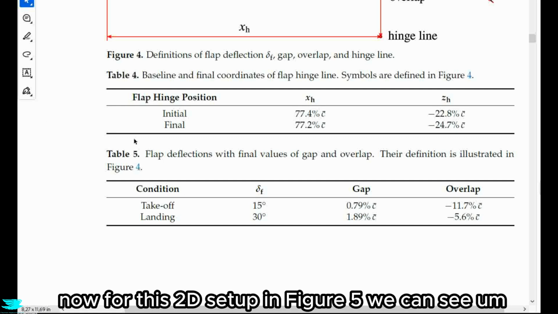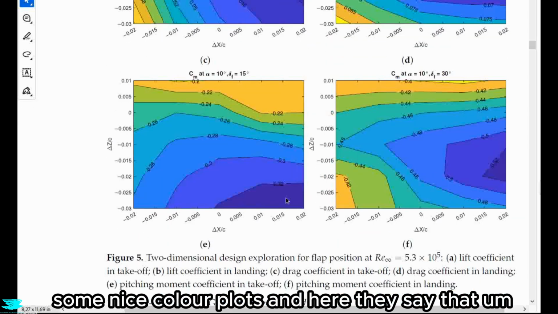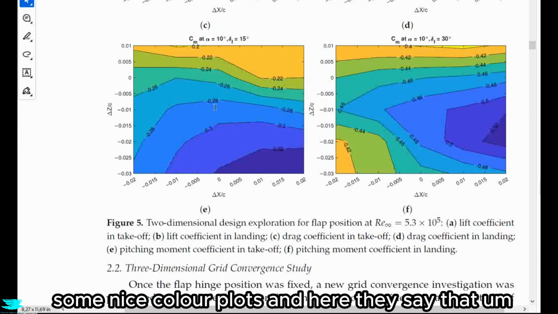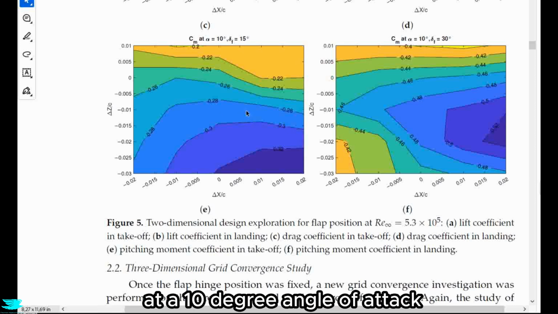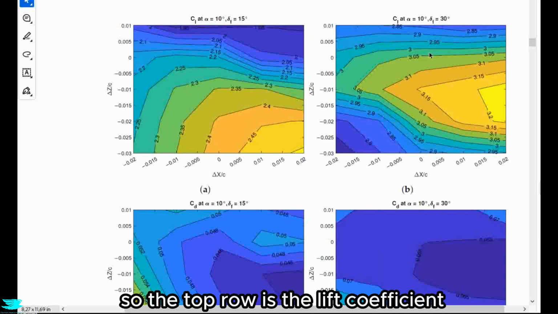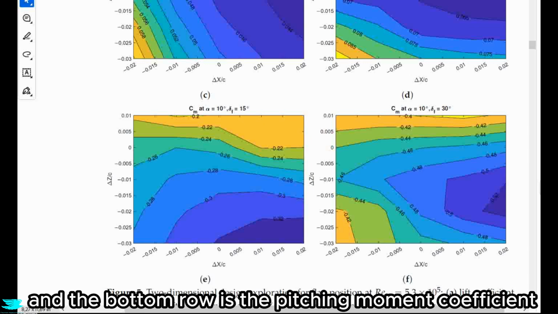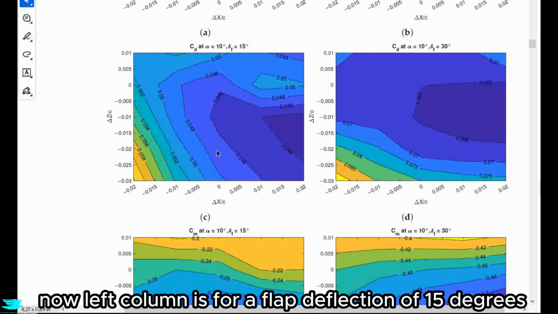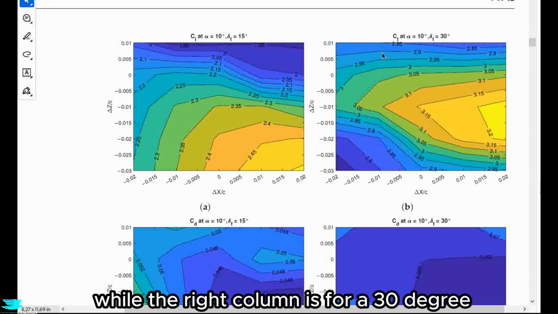Now for this 2D setup in figure 5, we can see some nice color plots. And here they say that it shows the effect of the flap position on the lift, drag, and pitching moment coefficients at a 10-degree angle of attack. So the top row is the lift coefficient, the middle row is the drag coefficient, and the bottom row is the pitching moment coefficient. Now the left column is for a flap deflection of 15 degrees, while the right column is for 30-degree flap deflection.